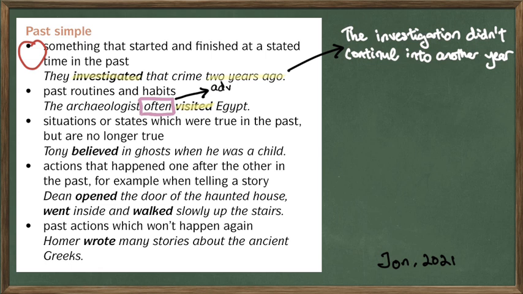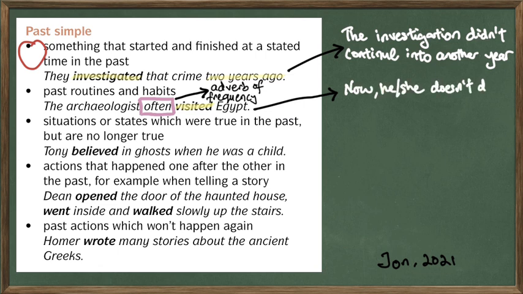Alright, next we use the past simple for past routines and habits. For example, the archaeologists often visited Egypt. For this, now we know that he or she doesn't do that anymore. So the archaeologist is not visiting Egypt anymore. And please bear in mind that this is usually used with an adverb of frequency. So I've highlighted here, we use it with the adverb often.